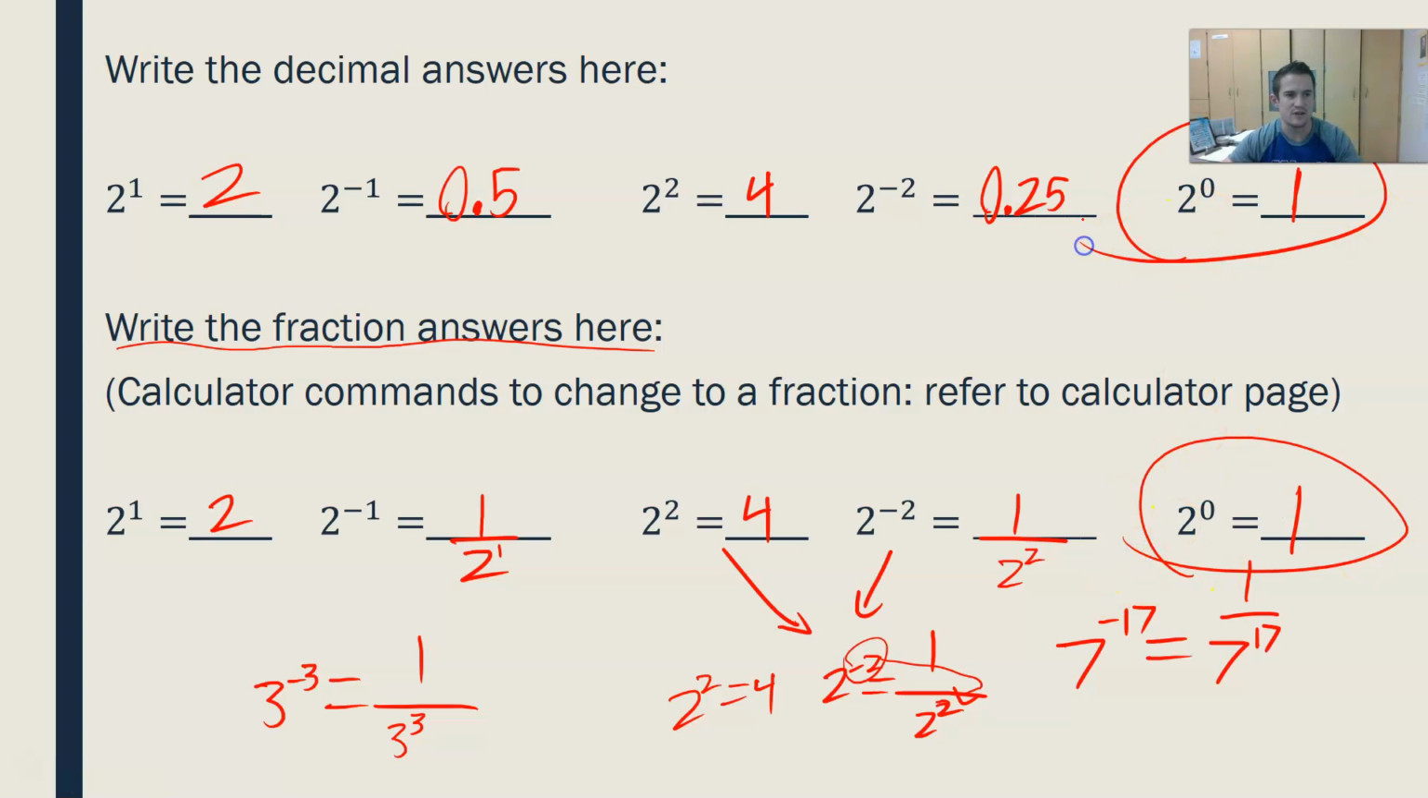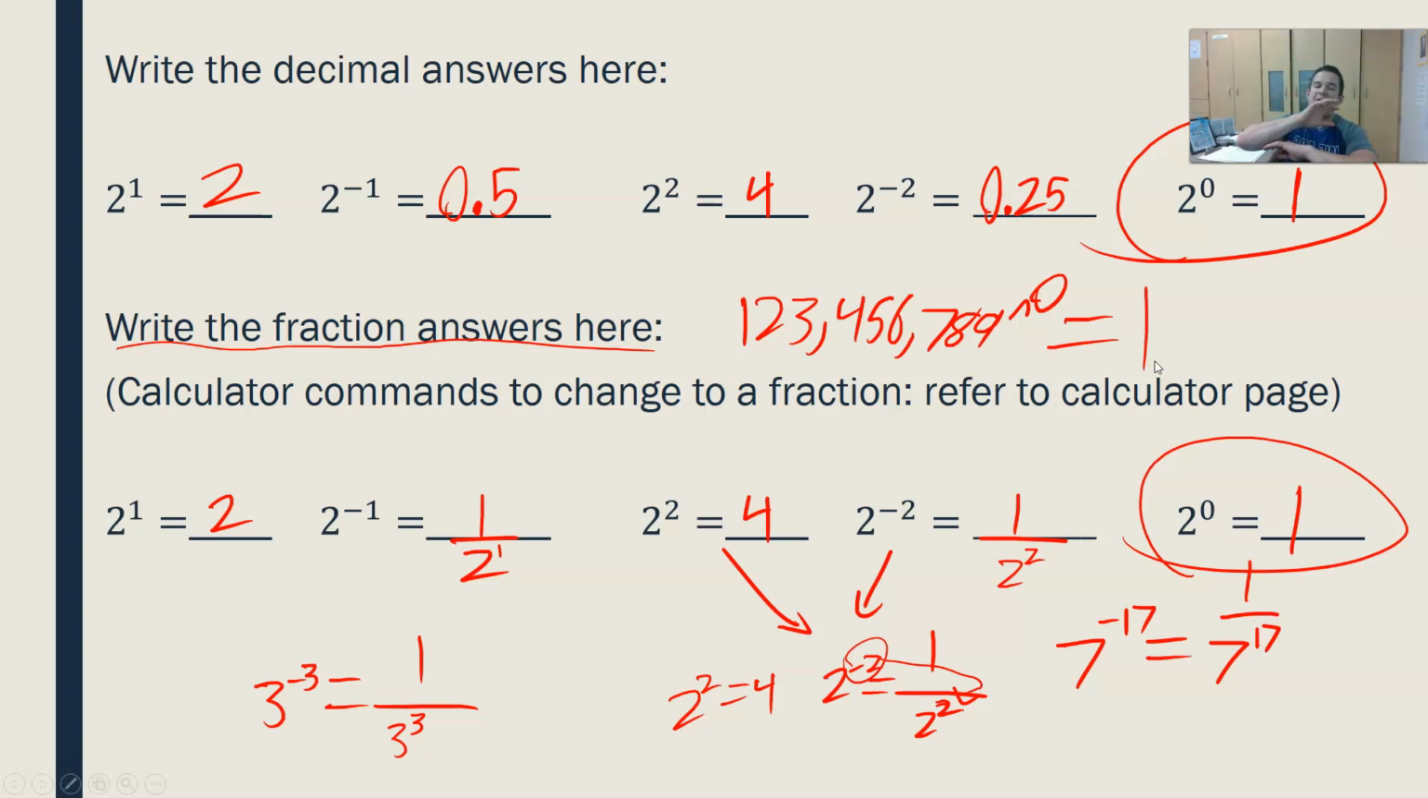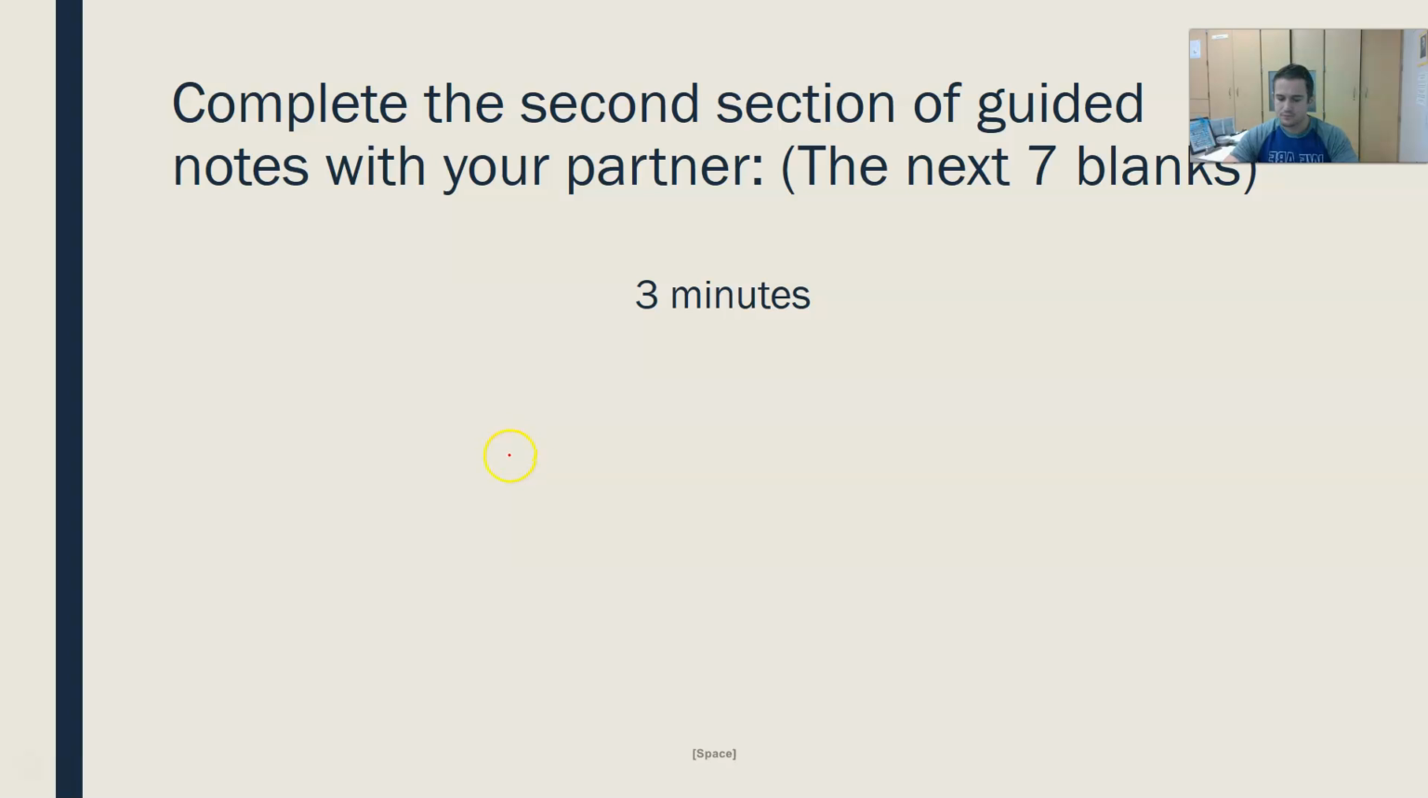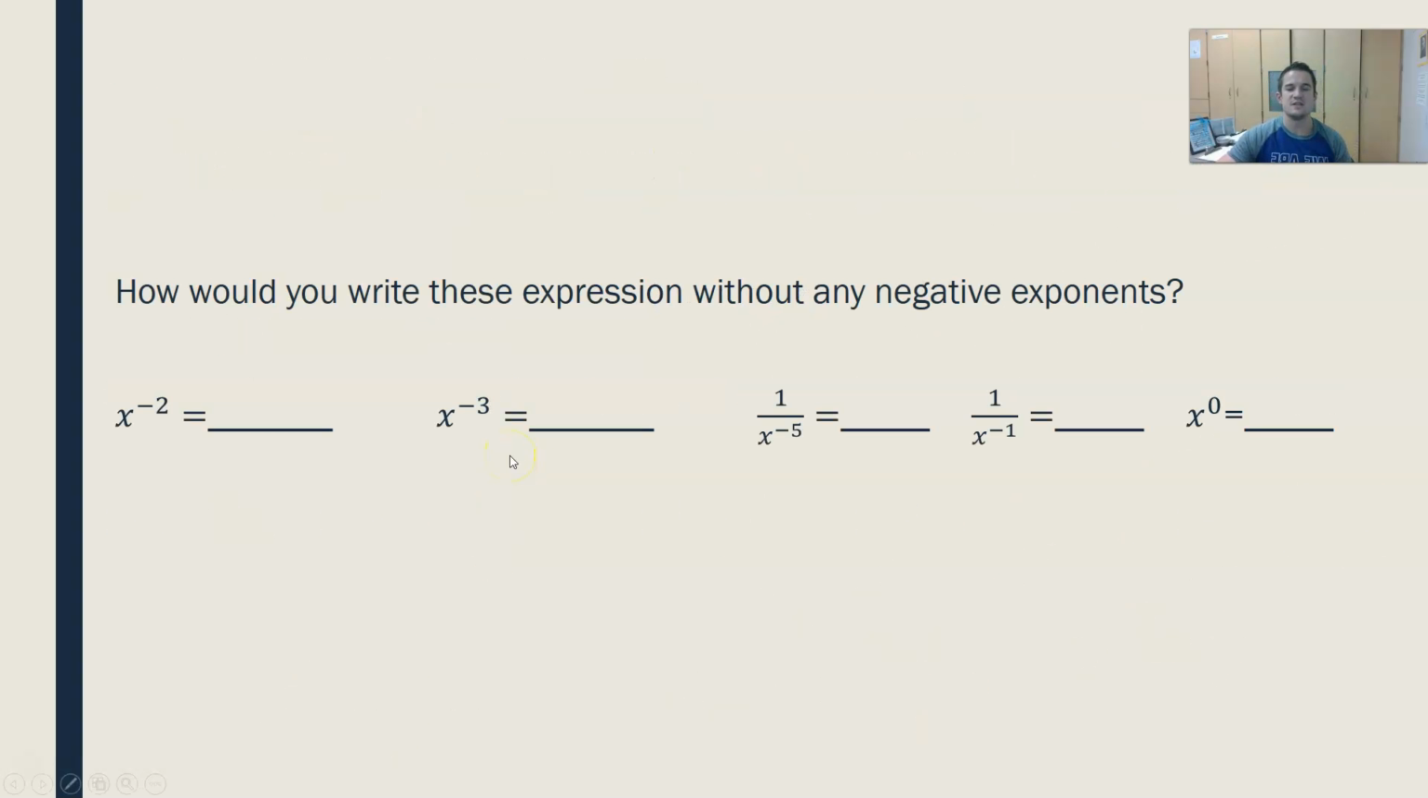One other thing, notice that with 2 to the 0 power, I got the number 1. Test something out in your calculator. Type in 1, 2, 3, 4, 5, 6, 7, 8, 9, to the power of 0. Type that in your calculator, see what you get. When I take that to the 0 power, I get 1. So anything that I take to the 0 power is going to be equal to 1.